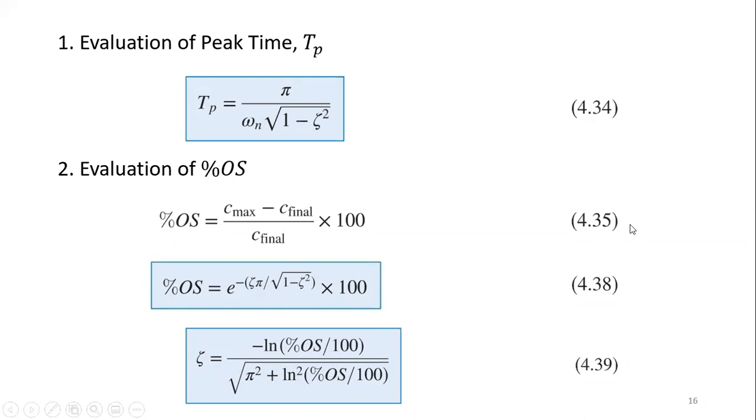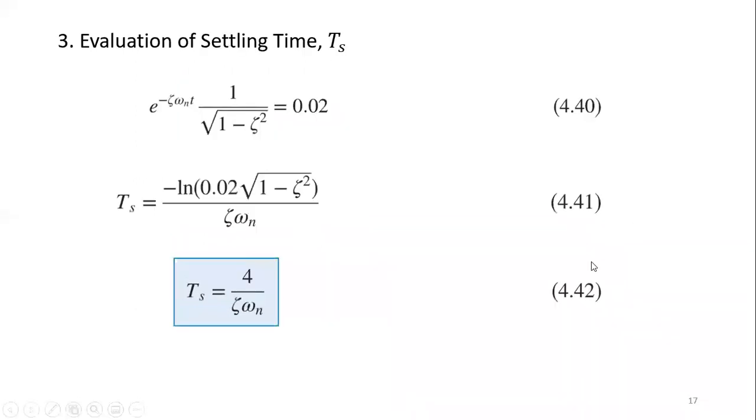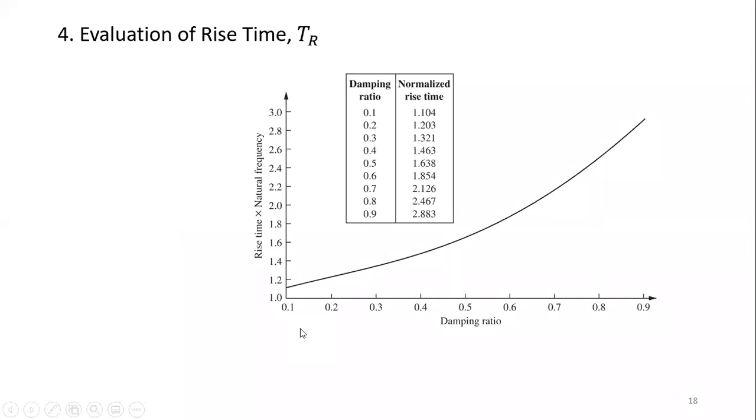Next is the settling time. The settling time equals 4 over the damping ratio times the natural frequency. And also the rise time. For the rise time, you have to refer to this table to find it, which I will not really discuss here.